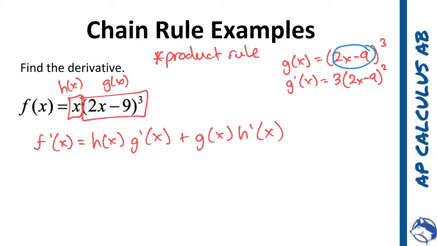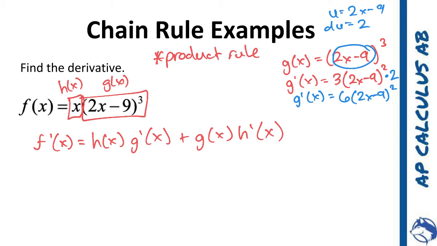And then remember, we got a little baby in here, so we have to take the derivative of that, which is equal to 2. So I like to call that u, 2x minus 9, and then my du is equal to 2. So that's going to be multiplied by some 2 there. So I'm just going to rewrite g prime of x is equal to 6 times 2x minus 9 squared.